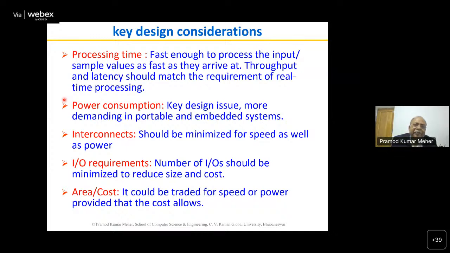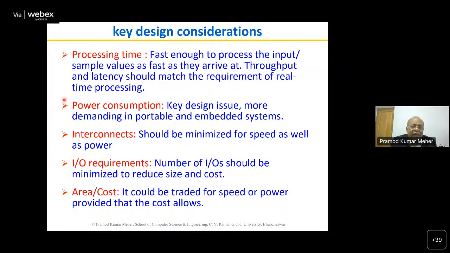Yes, sir. Okay. So our key considerations are the processing time. Our processors should be fast enough to process the input sample values as fast as they arrive. If we cannot process, then where do we keep the input? In signal processing, you have a stream of input, and at the rate at which the inputs arrive at the system, they must be processed. If you do not process, your buffer will be filled and you will not have any time again to do that.